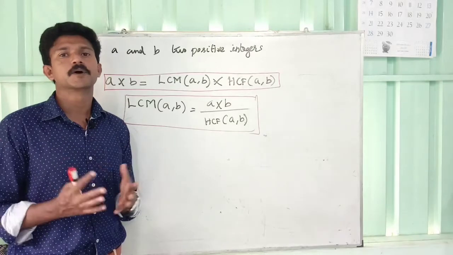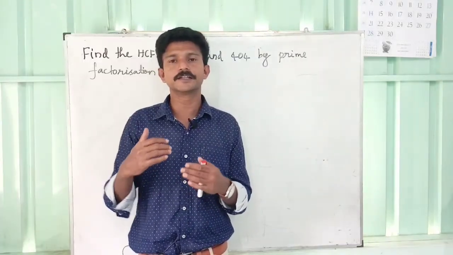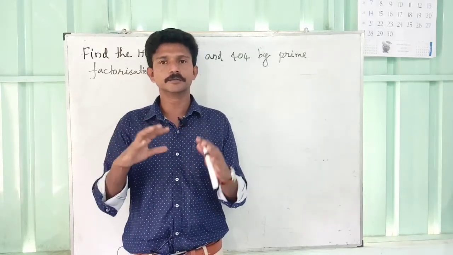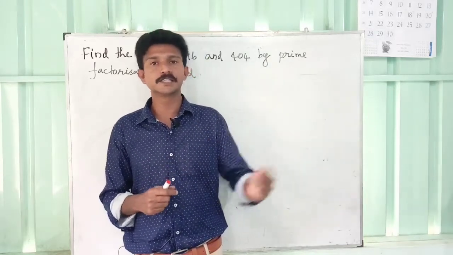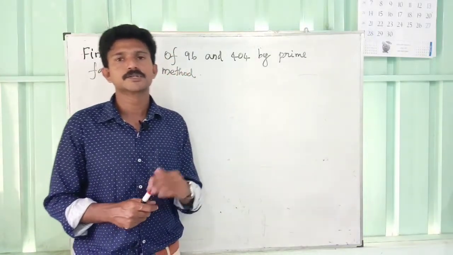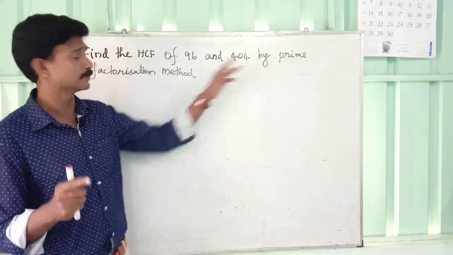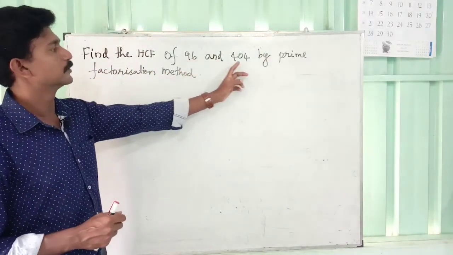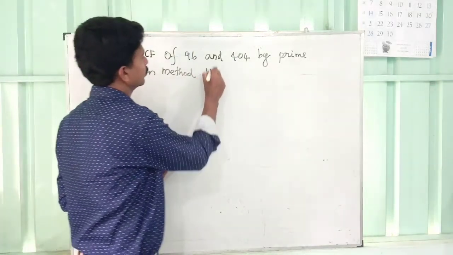Okay, let us see another problem based on this relation. Before finding the answer, we should understand how to answer. We should be able to differentiate the question we discussed at the beginning of this video and this one. Here we have to only find the HCF using the prime factorization method. The question is very clear: find the HCF of 96 and 404 by the prime factorization method. Then we have a question, right?